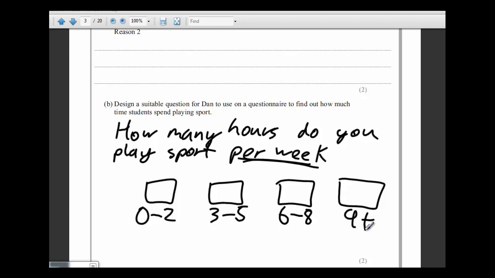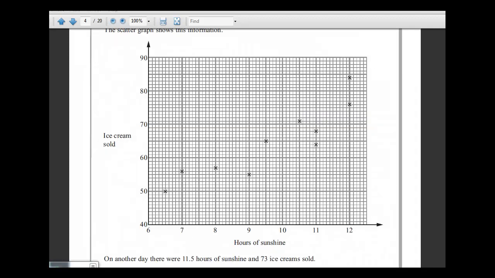So in question 2, we're asked to plot a point on this scatter graph when there are 11.5 hours of sunshine and 73 ice cream sold. So we go on to 11.5 up to 73, and we just put a point on our graph.